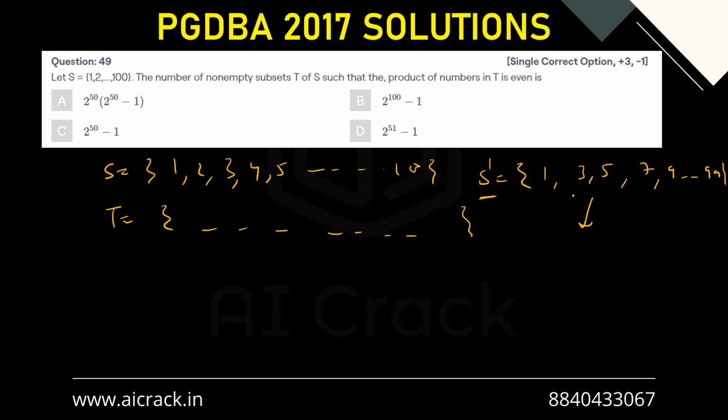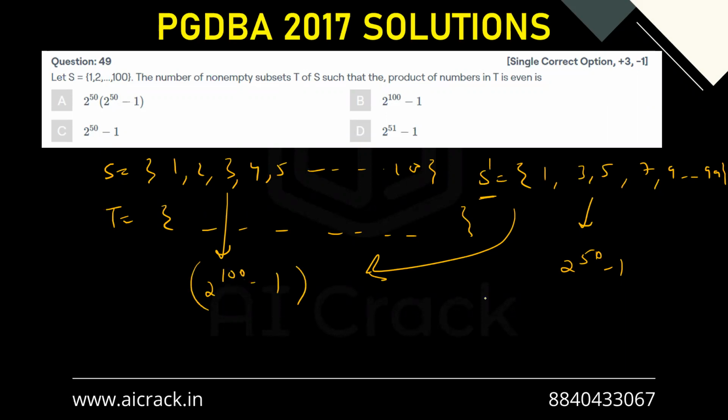Why? Because this S dash is a subset of S. And if this is a subset of S, then all the subsets of S dash would also be subsets of S. So the number of non-empty subsets over here would be 2 raised to the power 50 minus 1, because we don't want empty subsets. And in this case, we'll have 2 raised to the power 100 minus 1 subsets.